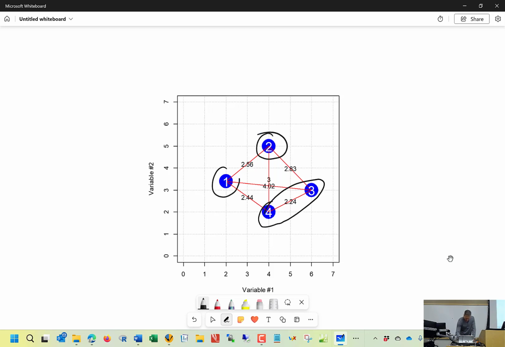So here are my clusters at this stage. Because the cluster with just 1 in it and the cluster that has just 2 in it have just 1 observation apiece, the distance between 1 and 2 is 2.56. But also I need to define what's the distance between 1 and the cluster that has, let's say, 3 and 4 in it.